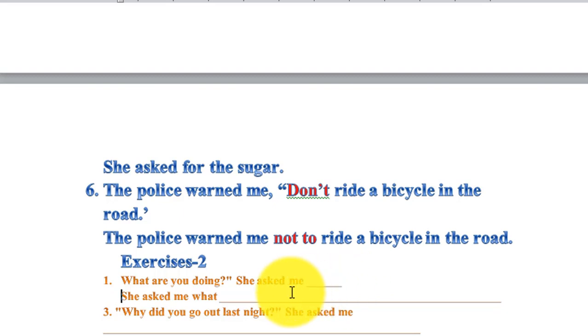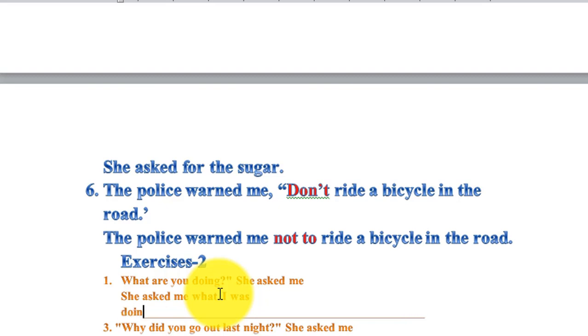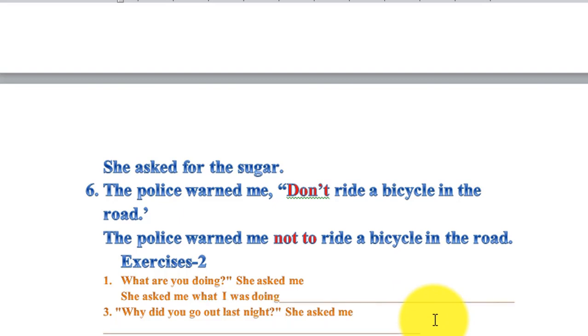ይሄው she asked me ምን ብዬ ሪፖርት አደርገዋለሁ? She asked me what are you doing, present continuous ነው. What I was doing, yeah, I was doing. ይሄው ጨረስኩኝ፣ what I was doing.